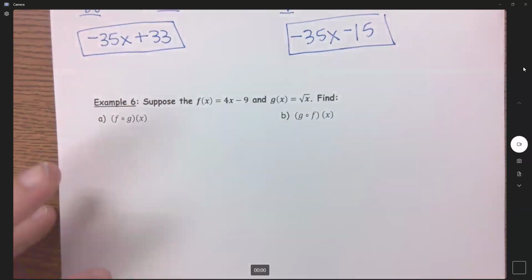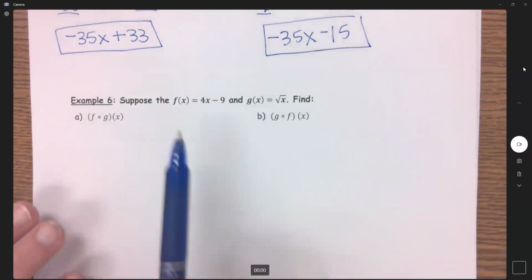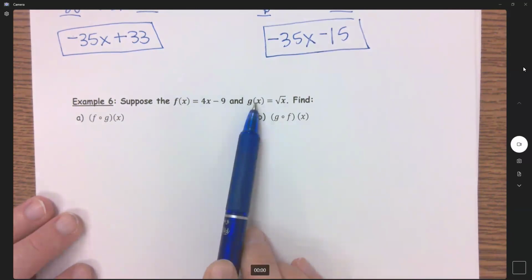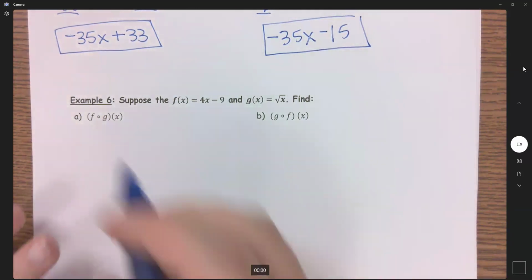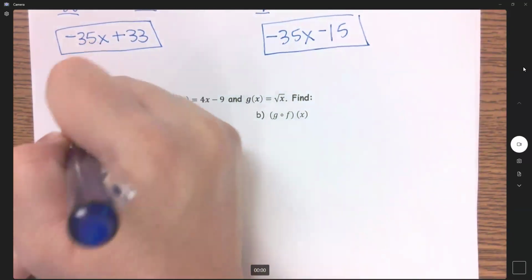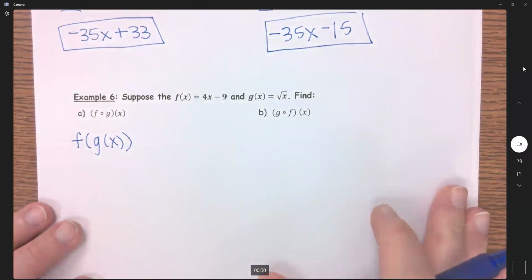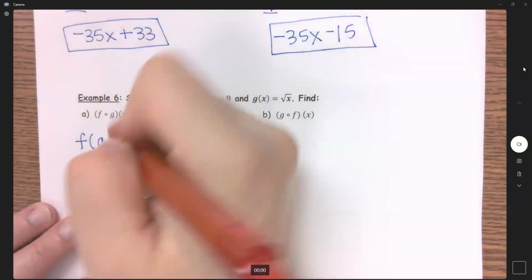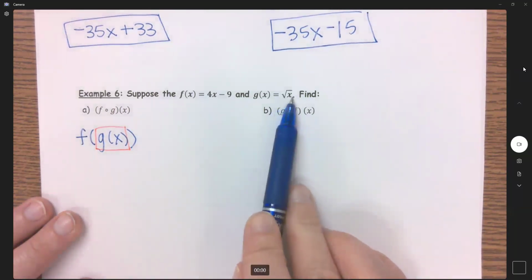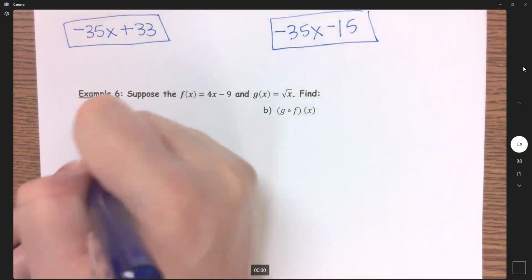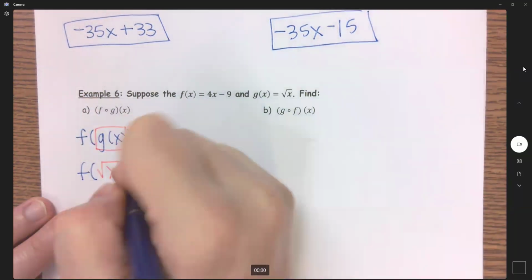Hopefully you either had time to pause and try it, or if you're not comfortable, let's work through another problem here. We have a new f of x and a new g of x, and we're going to do these again in both versions. So f composed of g of x is f of g of x. Starting inside, replace g of x with what it equals. G of x is just the square root of x. So we have f of the square root of x.